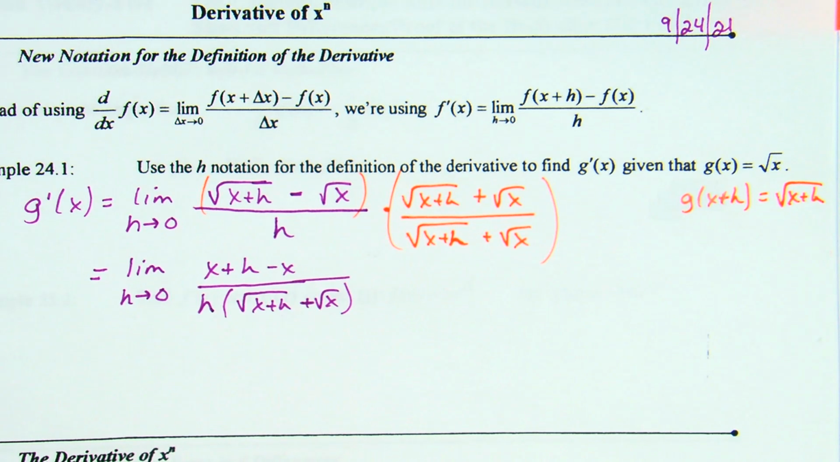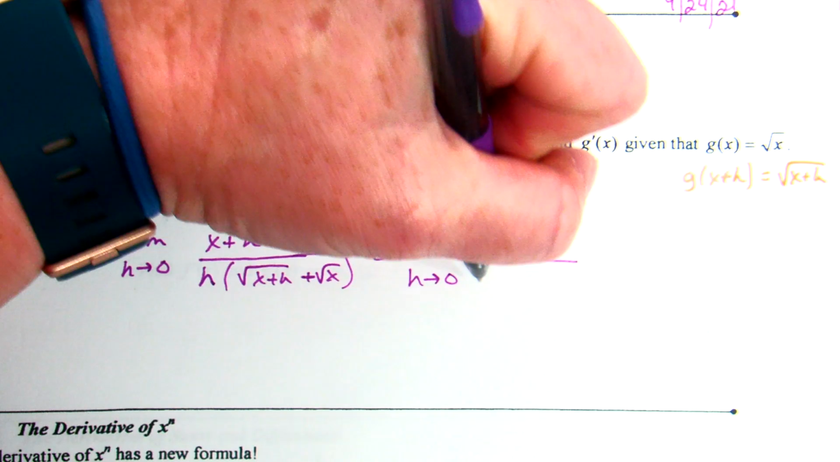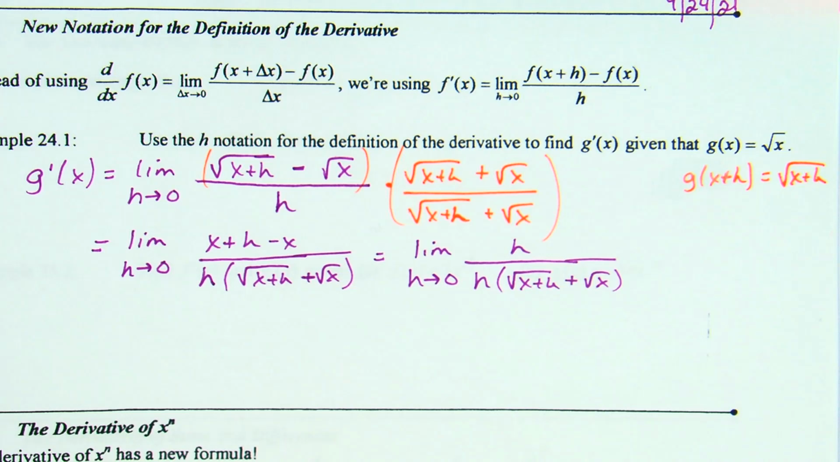Okay? Continuing along. Equals the limit as h approaches 0. What happens on top? X cancels, and we're left with h over h times the square root of x plus h plus square root of x. Thus the reason we did not multiply that denominator together. The h's would cancel anyways, but it's much easier to see and do now because we didn't multiply them together. So h's cancel.